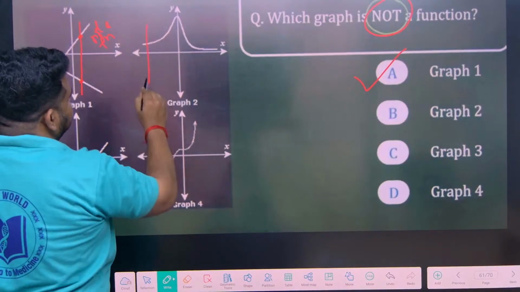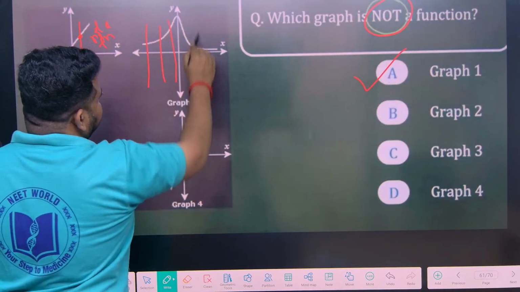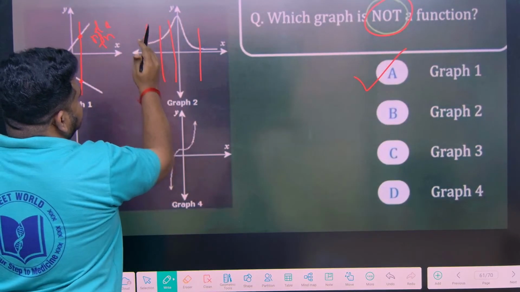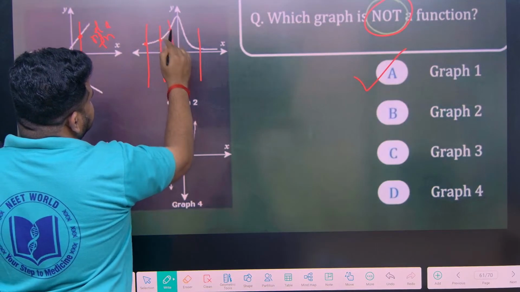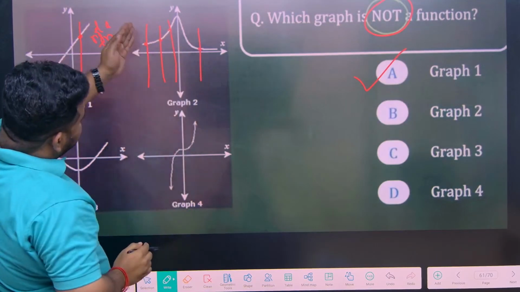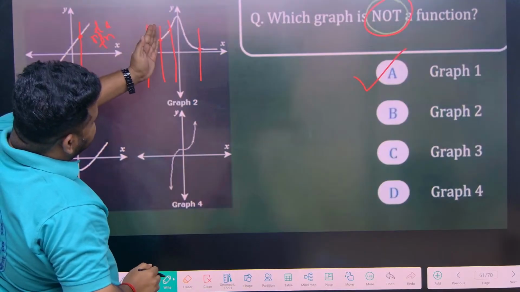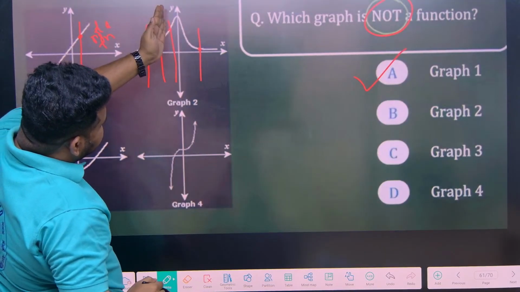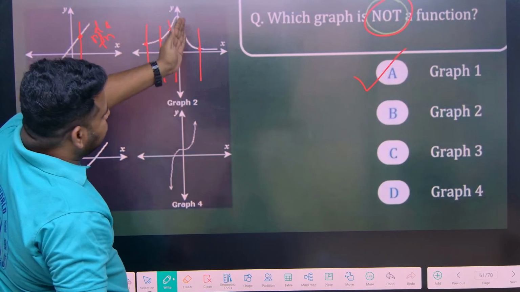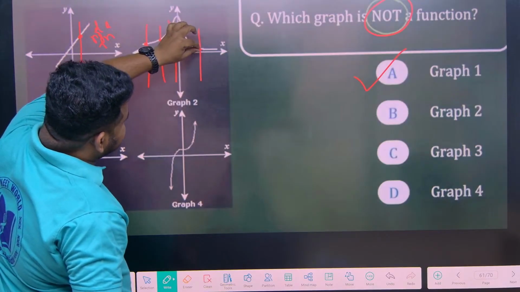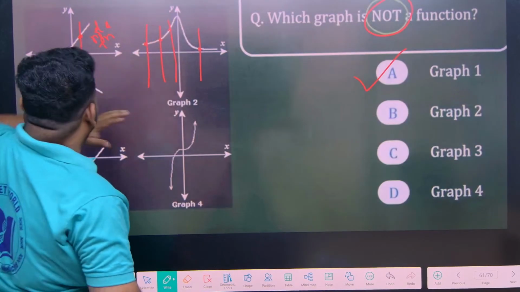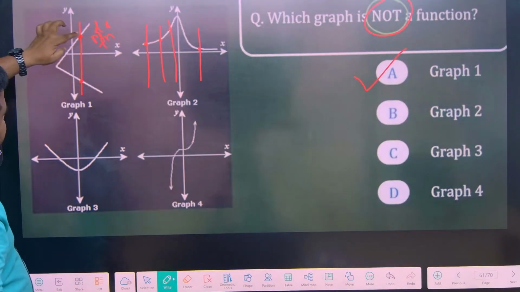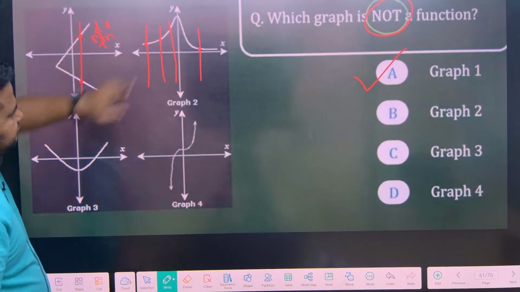So see here, if I draw here, here, here, it is cutting at this point, and nowhere else. At this point it is cutting, nowhere else. Upside down if you see, it is cutting at only one point. But here, if you see upside down, it is cutting at this point and at this point, so it is not a function, this is a function.